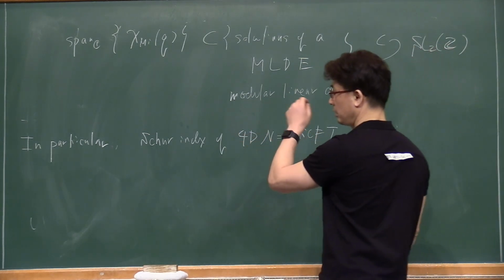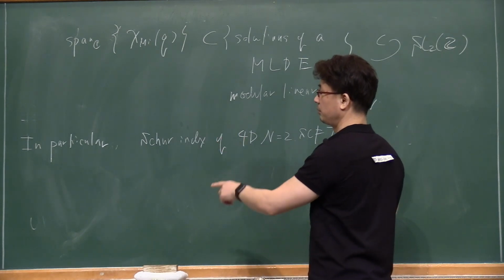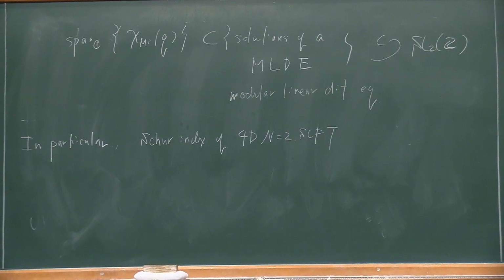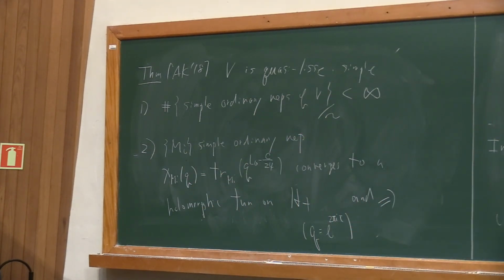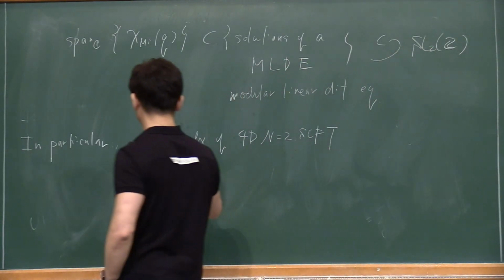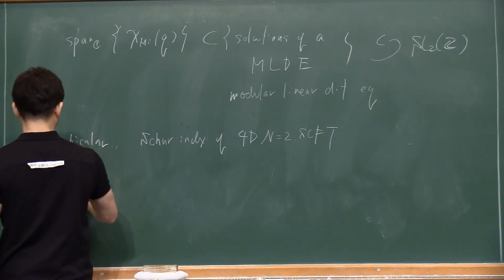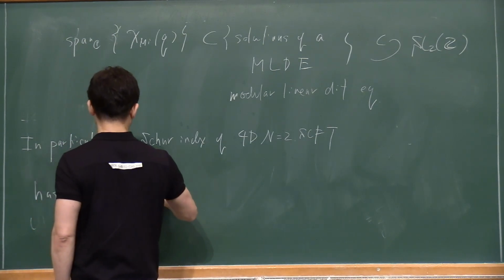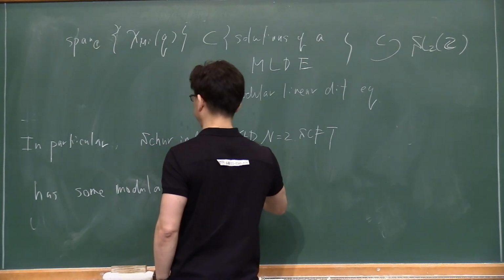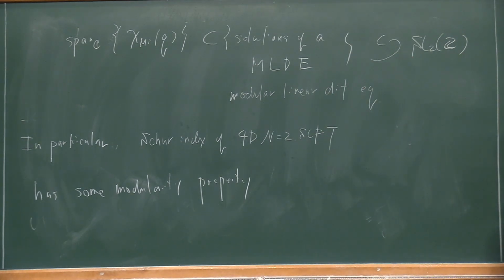So this is a character of V, which is a simple ordinary module. Maybe we have to assume simple. V is some... So it's contained in a finite dimensional representation of the modular group. So this implies some kind of modularity property. I think this is the only way to see the modularity property of the chiral index of the four-dimensional theory for the moment.